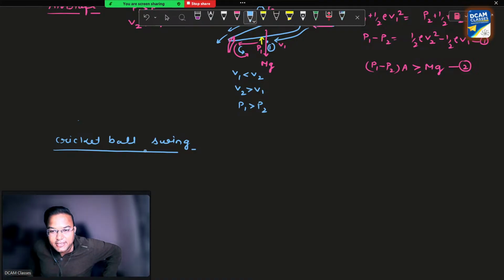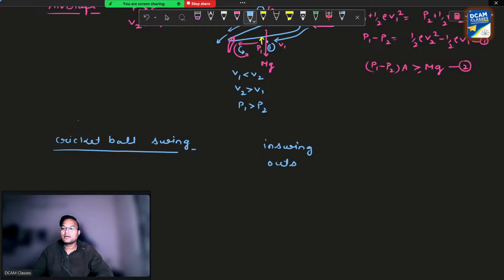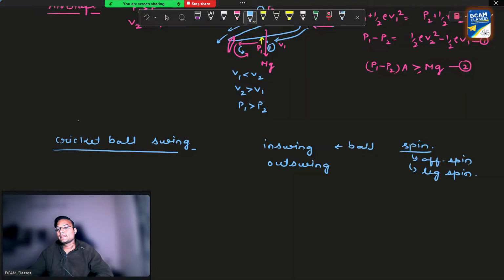Oh, you don't watch cricket. Actually, there are terms in cricket like in swing or out swing, and it's for the ball. And spin is a different thing. Spin is off spin, leg spin, those things are there. But have you seen what in swing is and what out swing is?